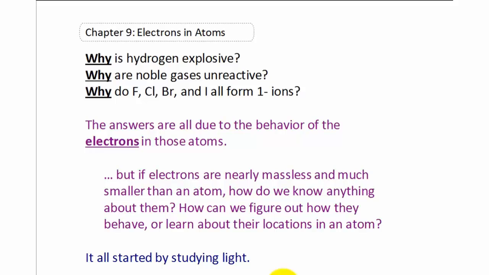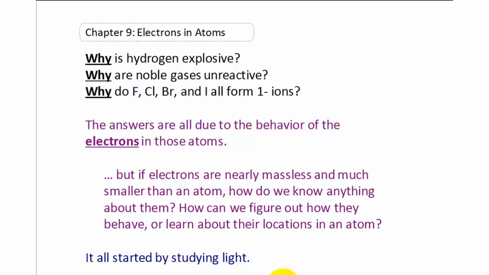Chapter 9 is where we'll learn about electrons and atoms. It's going to be interesting. Electrons have a lot of really strange properties. Hopefully our goal in this chapter will be so that we can understand a little bit more about why certain elements have certain properties and so on, right?